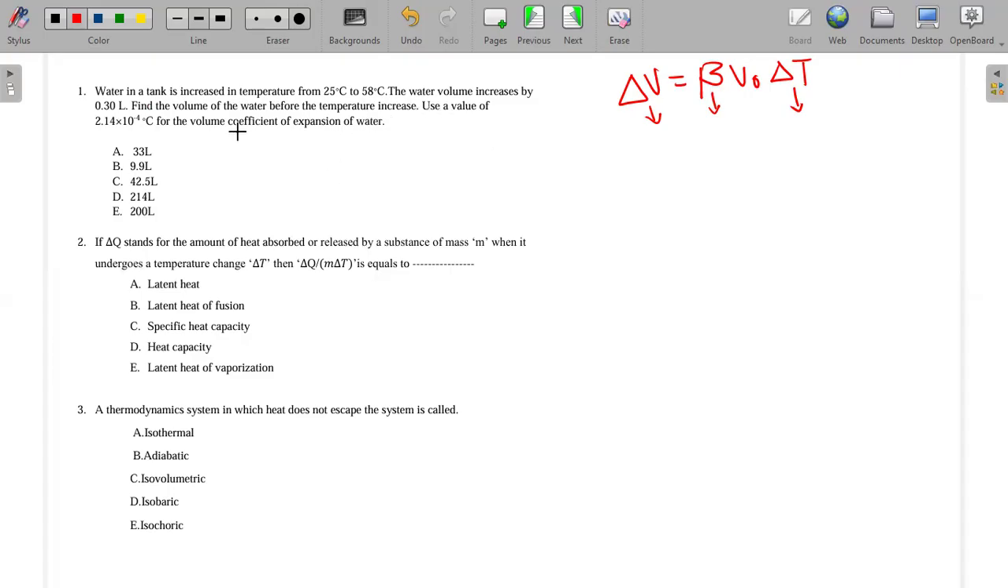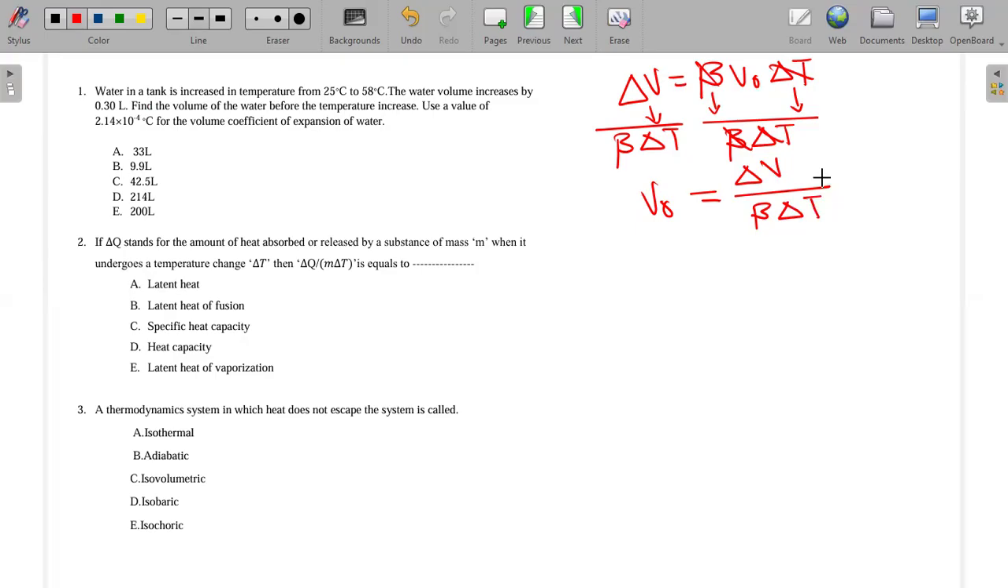Find the volume of the water before the temperature increase, which means we are looking for the initial volume. So we make the initial volume the subject of the formula. I'll divide both sides of the equation by beta multiplied by the change in temperature. This cancels out on the right-hand side, hence the initial volume equals the change in volume divided by beta multiplied by the change in temperature.